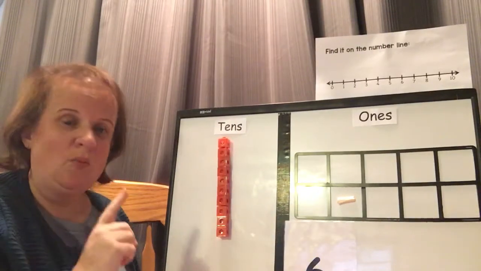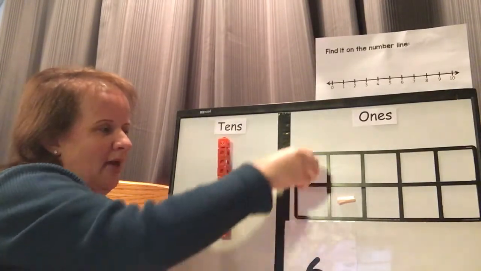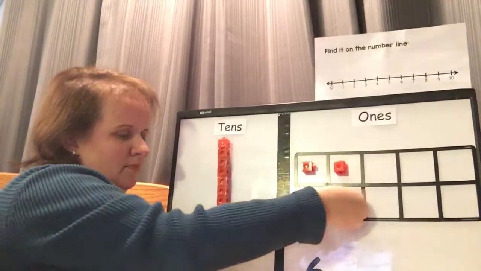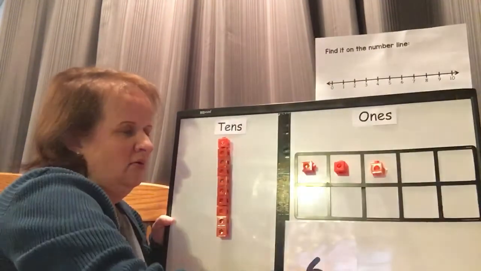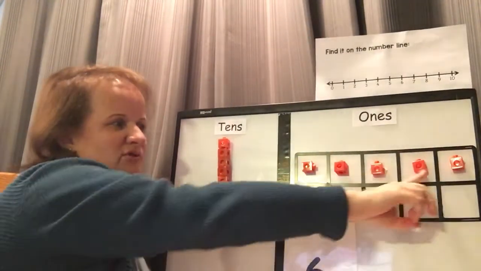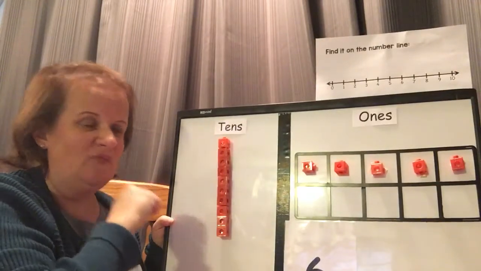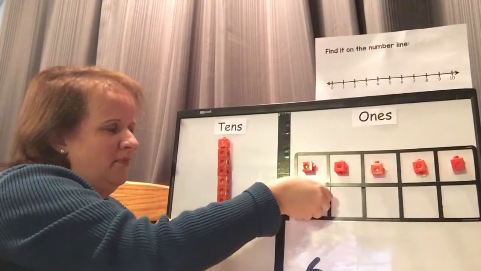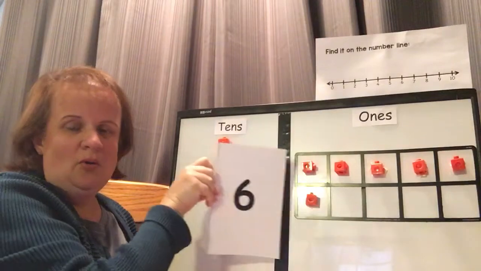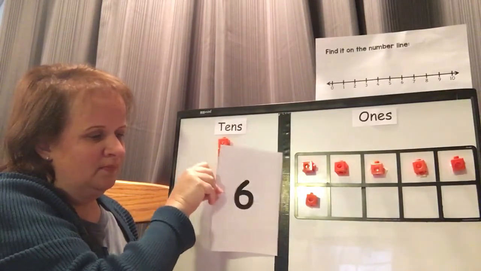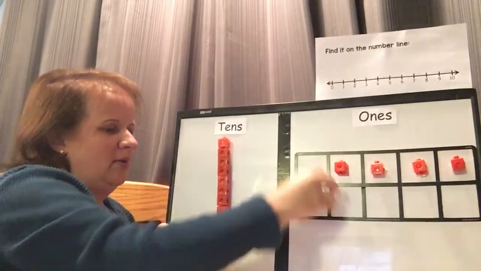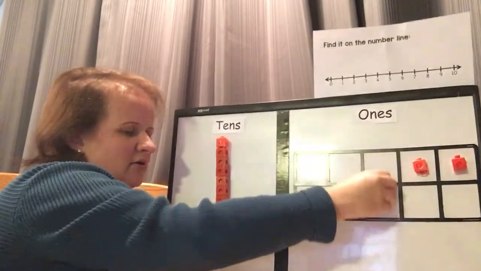Let's put 6 1 blocks on our 10 frame. Help me count. 1, 2, 3, 4, 5. So we know if the top row is full, we have 5 ones, and 1 more makes 6. There are 6 ones on our 10 frame. Let's take those down and let's find out what number comes next on our number cards.